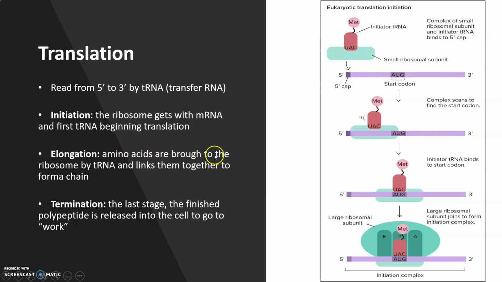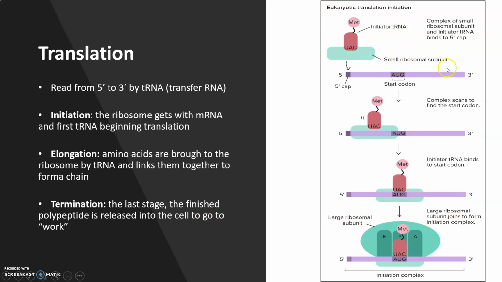Elongation. Amino acids are brought to the ribosome by tRNA, transfer RNA, and linked together to form a chain. And then that is the elongation process. And as you can see, what's going to happen is there's going to be a long chain of proteins that are essentially just going to start forming behind the MET. And the termination is the last stage. The finished polypeptide is released in the cell, and it goes to work and gets the job done.